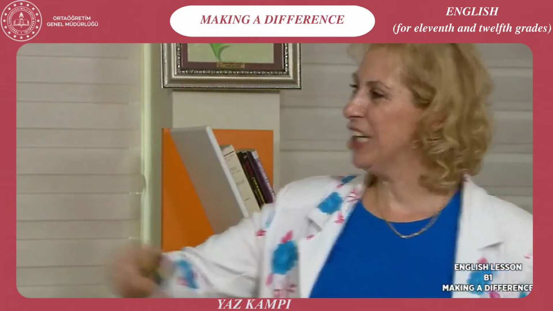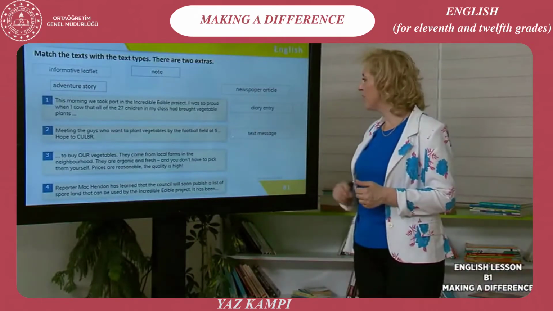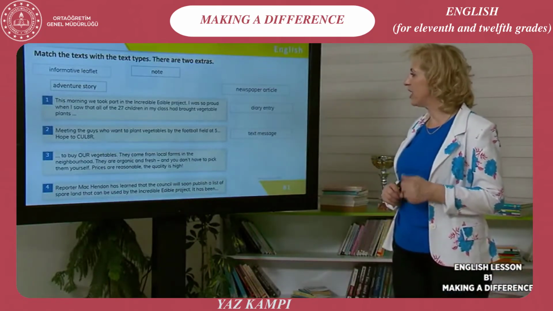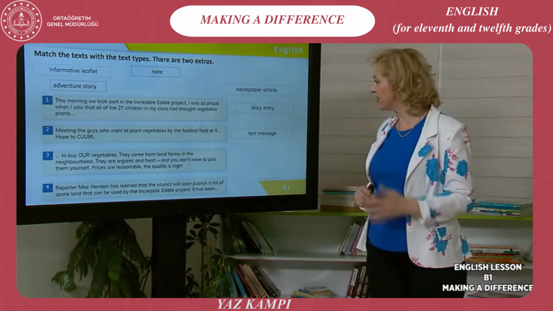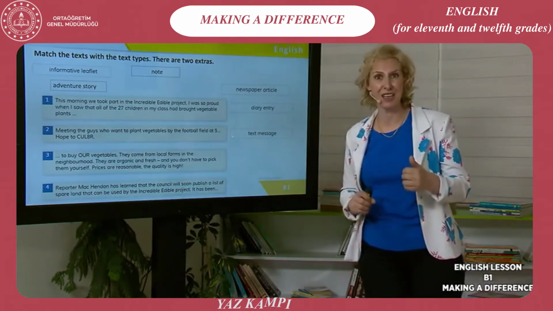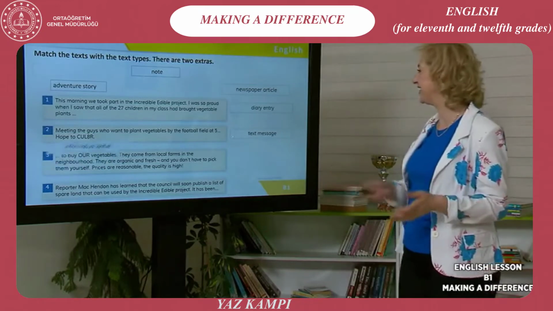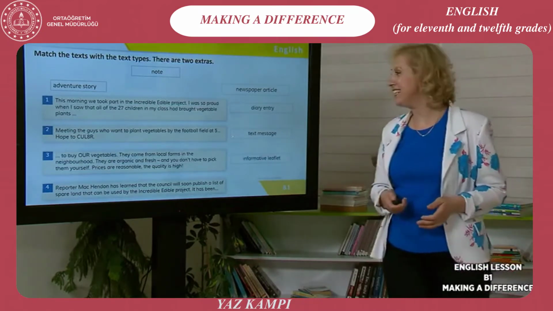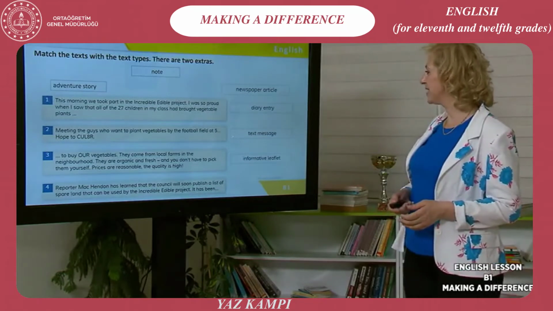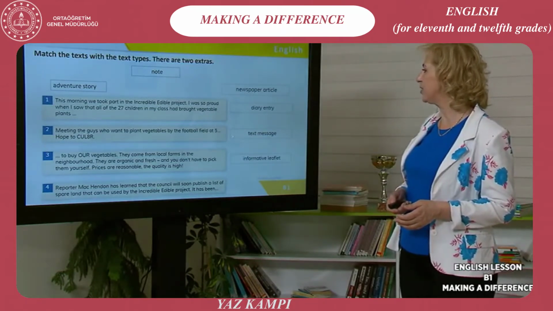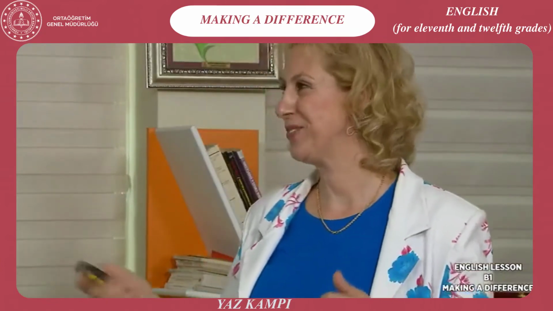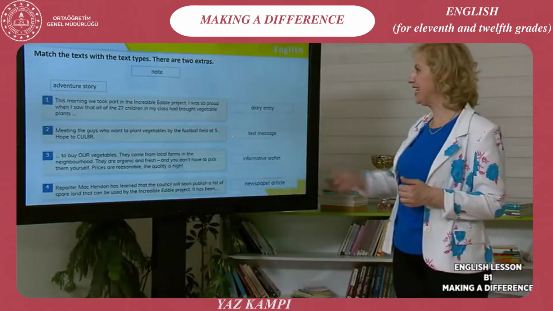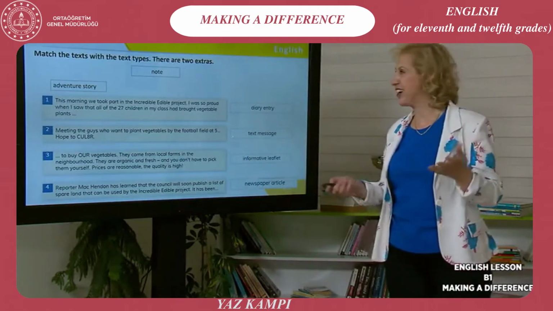Let's look at the third one. "To buy our vegetables. They come from local farms in the neighborhood. They are organic and fresh, and you don't have to pick them yourself. Prices are reasonable. The quality is high." This is? Yes, very good. Informative leaflet. "Reporter McHandon has learned that the council will soon publish a list of spare land that can be used by the Incredible Edible project. It has been," and it goes on. Yes, this is very good. Newspaper article, adventure story and note are extras.